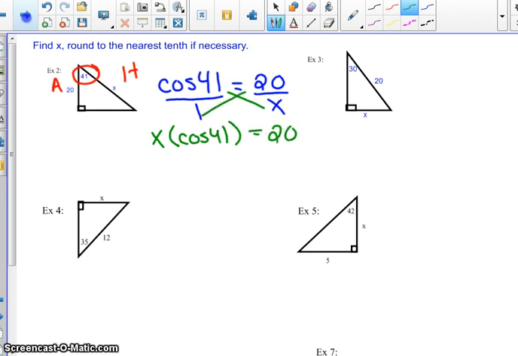But to get x alone, how do you guys think you separate? Oh, good job. We're going to divide by cosine 41. So now, x is by itself. Now we can use our calculator. So 20 divided by cosine 41.